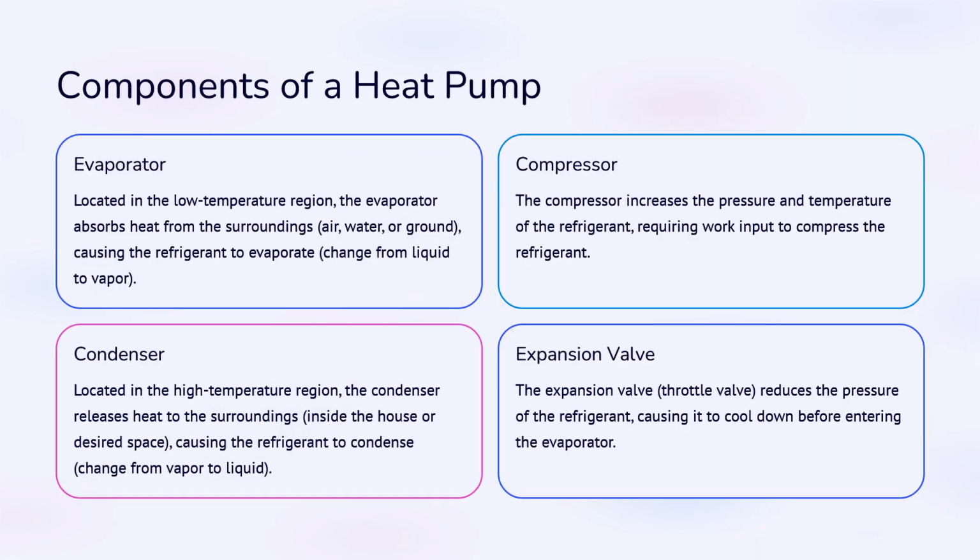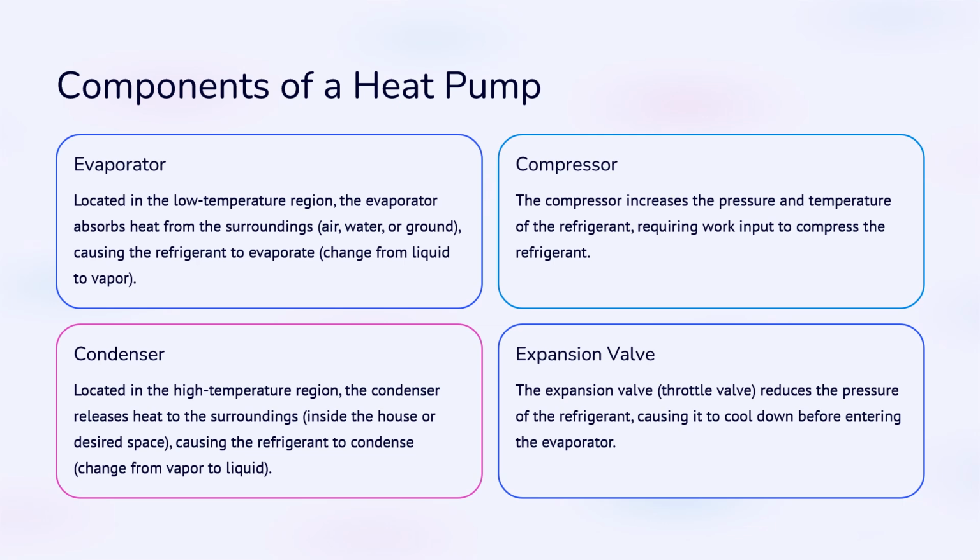Components of a heat pump. Evaporator. Located in the low temperature region, the evaporator absorbs heat from the surrounding air, water, or ground, causing the refrigerant to evaporate. Compressor. The compressor increases the pressure and the temperature of the refrigerant, requiring work input to compress the refrigerant.